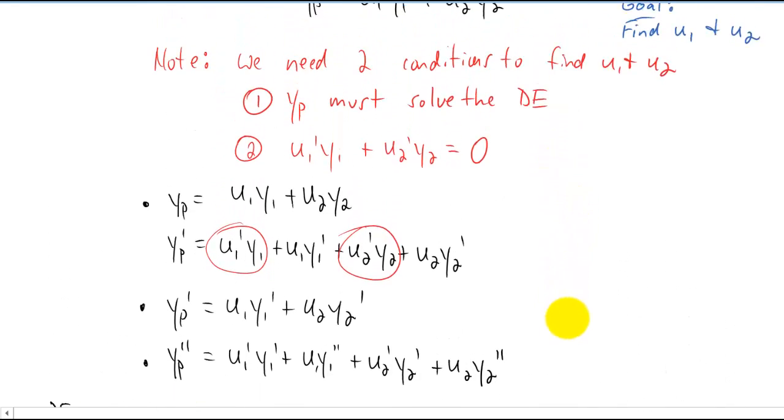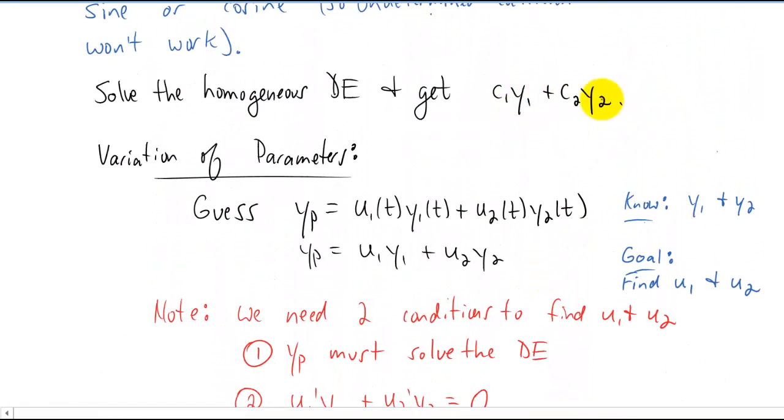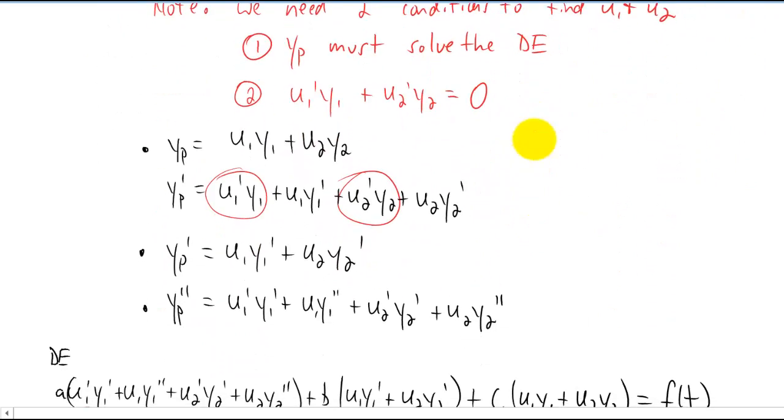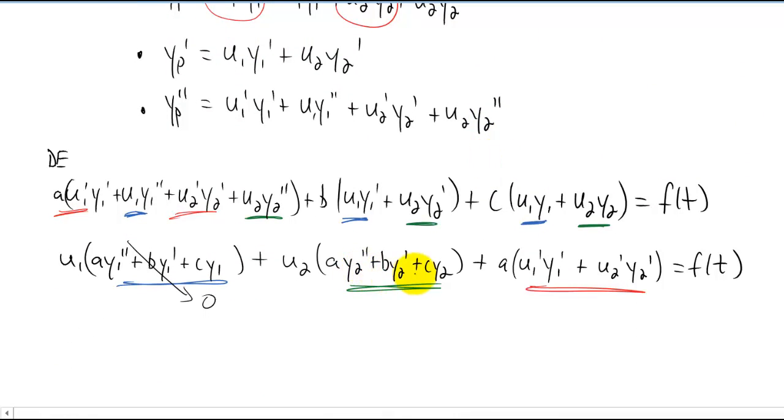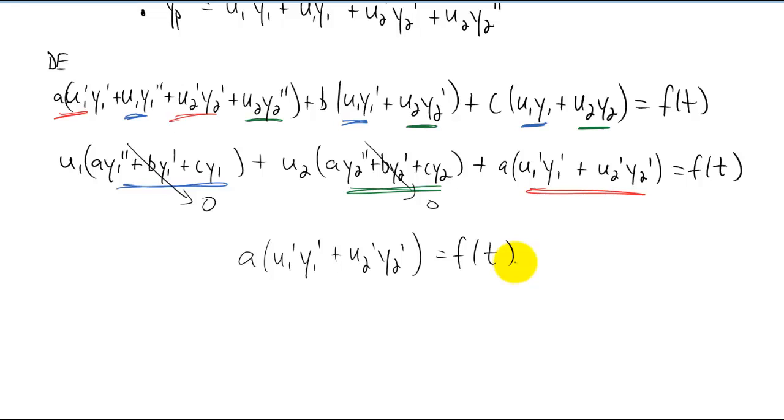y2, again, we defined that up here. y1 and y2 are solutions to the homogeneous differential equation. Again, if we had plugged y2 into the left-hand side of our differential equation, we would expect to get 0 because y2 is a homogeneous solution. So what we're left with is this equation right here.